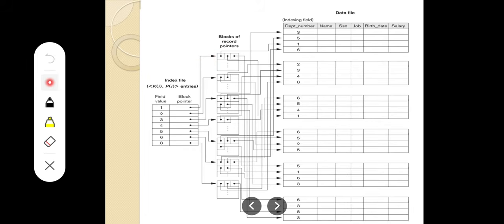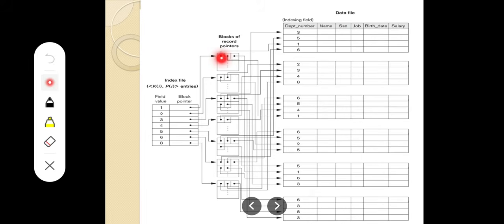Okay, now the record pointer. This block pointer is pointing to the record pointers. What is this record pointer? The record pointer is actually the pointer to each of the repeating records. For example, look at here, the field value 1. This block pointer is actually pointing to these record pointers.